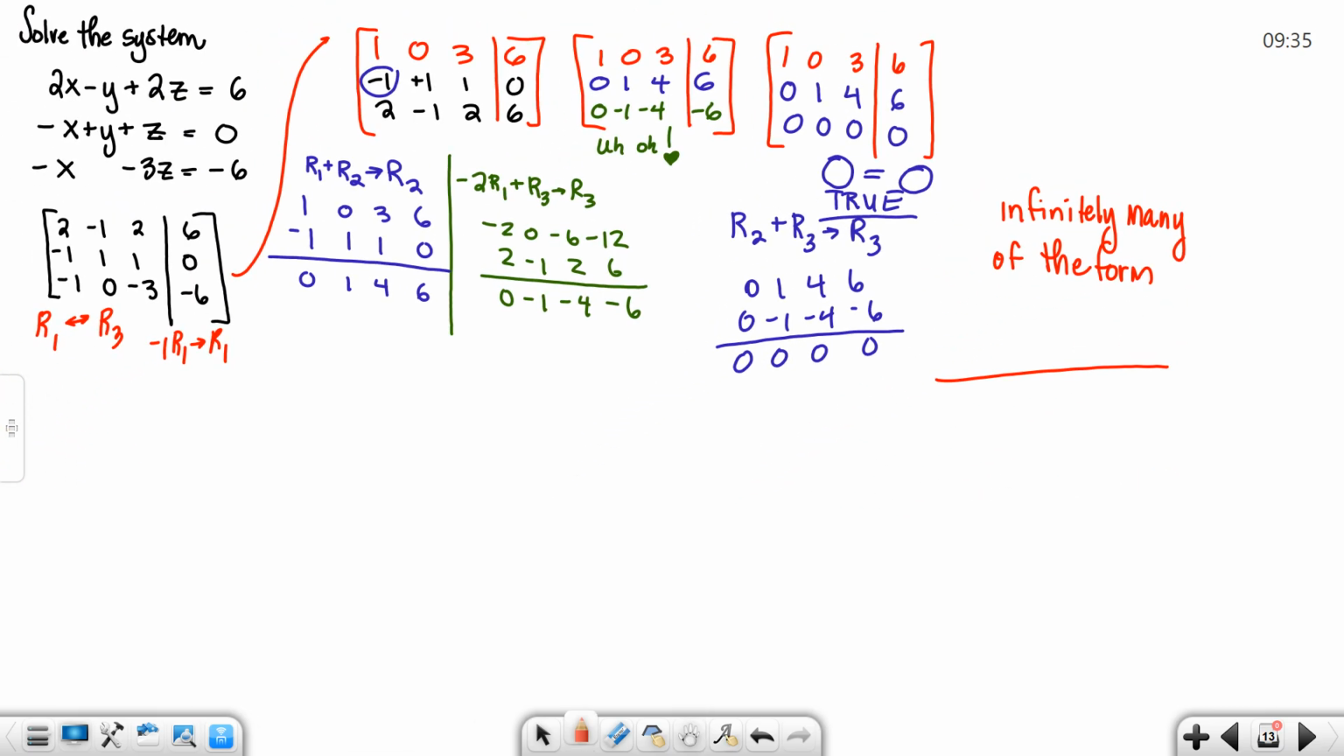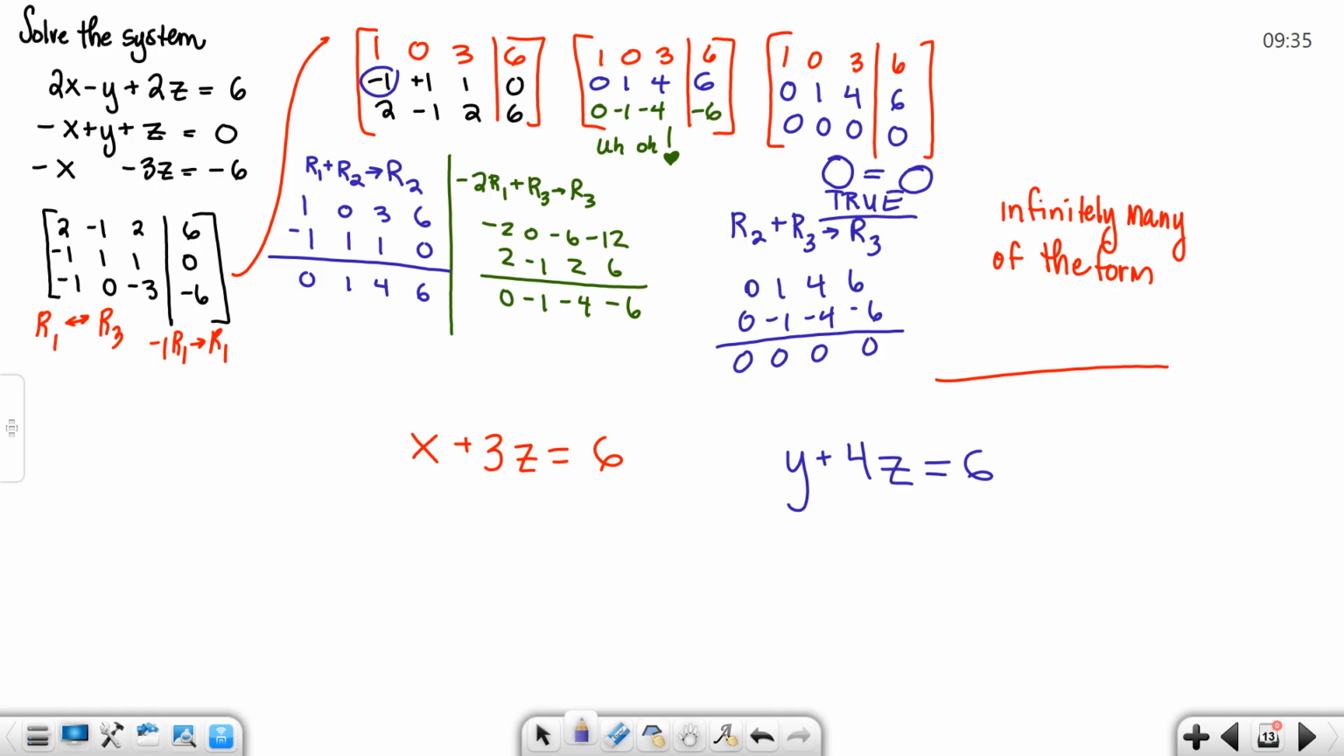Here we go. I'm going to rewrite the top row. So the top row is x plus 3z equals 6. And I'm going to rewrite the second row: y plus 4z equals 6. Okay, and then I'm going to double check to make sure my numbers are right.